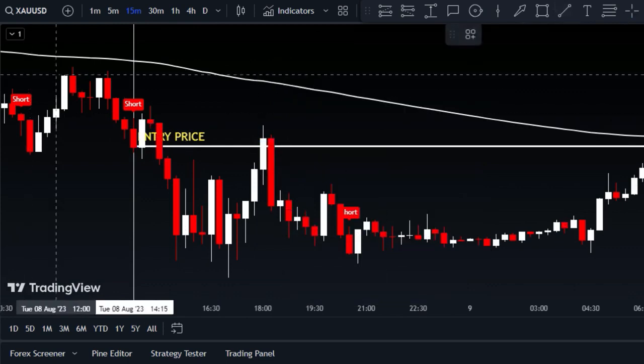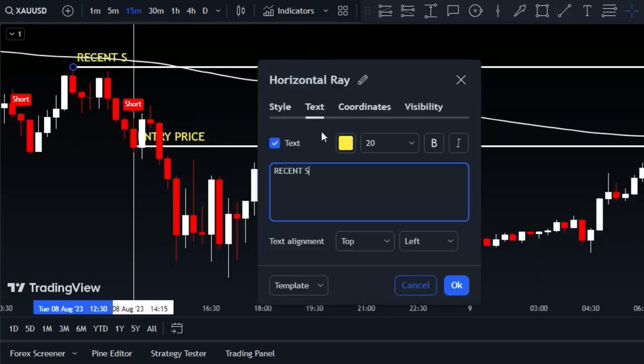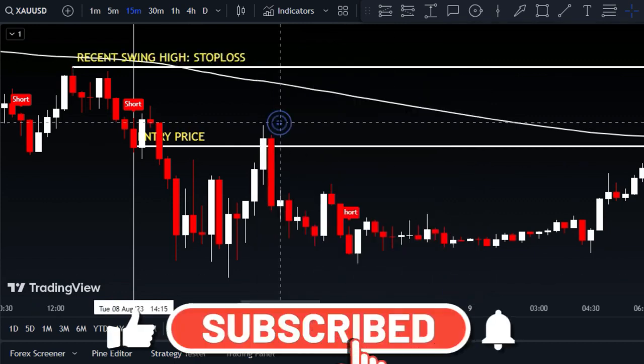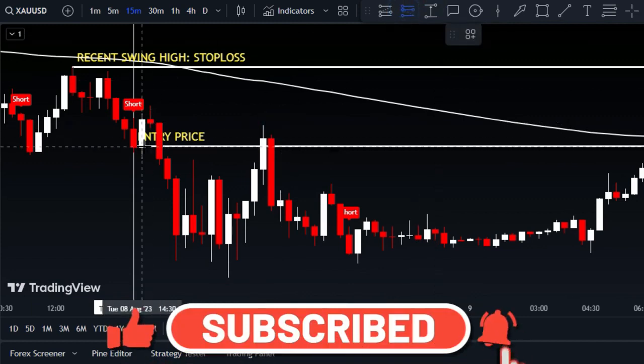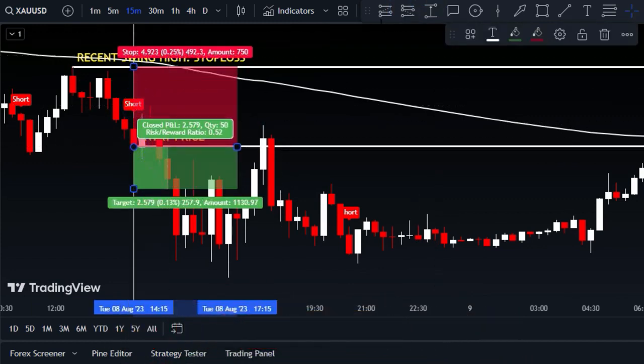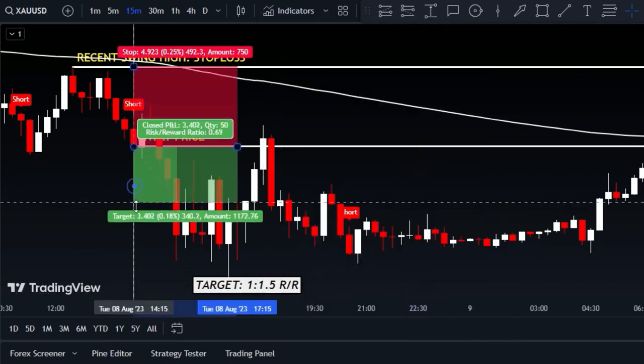In the following step, set your stop loss above the most recent swing high. Furthermore, for the exit strategy, aim for an initial target with a minimum risk-reward ratio of 1 to 1.5.